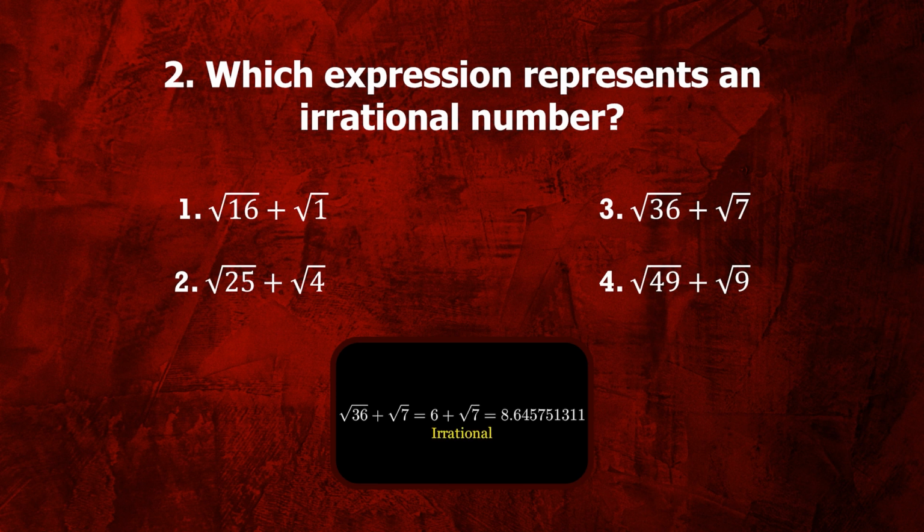Therefore, the correct answer to the question is option 3, the square root of 36 plus the square root of 7. Why is that? Well, here's a quick explanation. The sum of a rational and irrational number is always irrational.